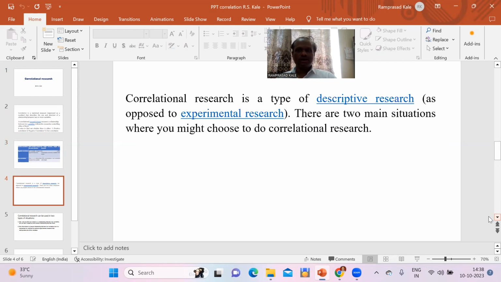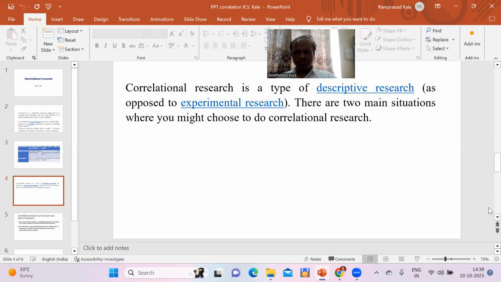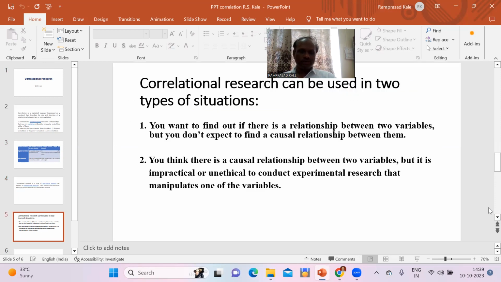Basically, correlational research is a type of descriptive research, and it is different from experimental research. There are two main situations where you might choose to do correlational research. The first is if you want to find out if there is a relationship between two variables, but you don't expect to find a causal relationship between them.